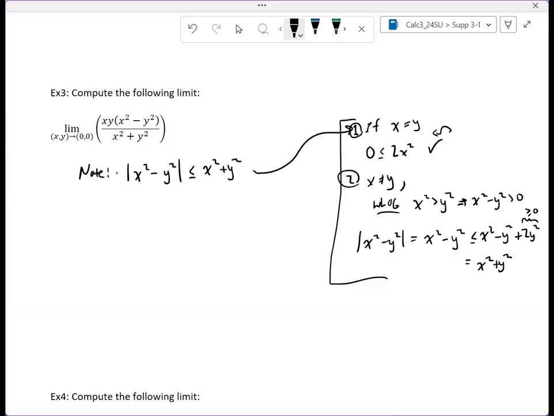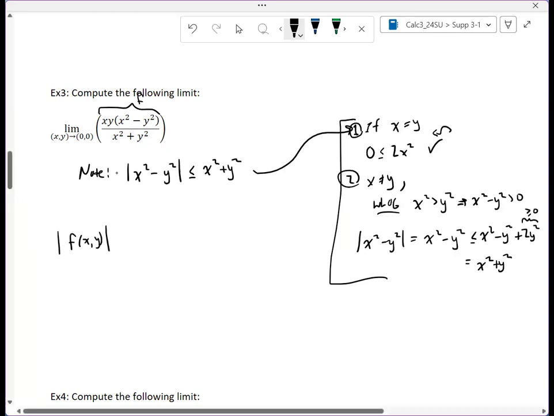Well, if the absolute value of x squared minus y squared is less than or equal to x squared plus y squared, then the absolute value of x squared minus y squared over x squared plus y squared is going to be between 0 and 1. So let me look at my function. We'll call it f here. And in fact, I'm going to look at the absolute value of f of (x, y).